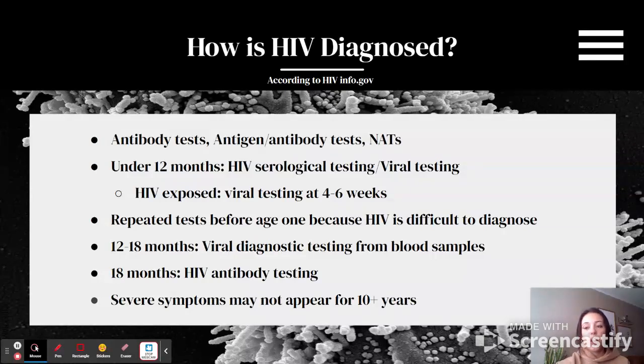Children under 1 year old should also undergo repeated tests due to difficulty in diagnosing HIV at this age. And children who are over 1 year old should have a viral diagnostic test from blood samples and HIV antibody testing from blood samples at around 18 months. Severe symptoms of HIV may not make themselves apparent for 10 or more years in children.